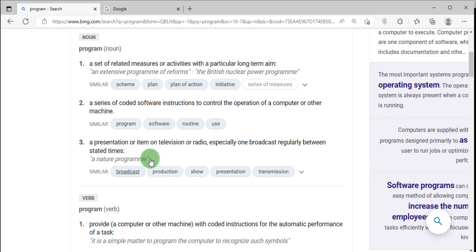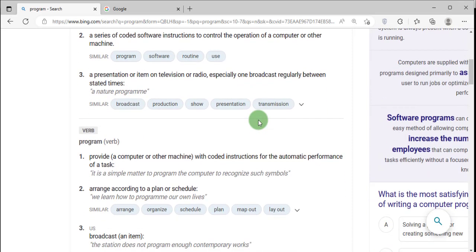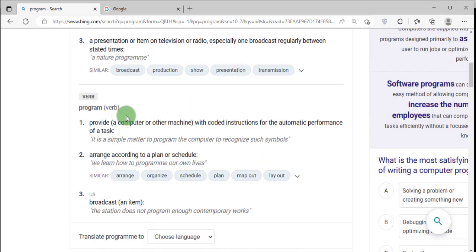Transmission, broadcast, production, show, present, and in the second definition, it is again program, software, routine, use, and in the first definition, we can say that program can be a scheme, a plan of action, initiative, etc. Okay, so let's go on to the second set of definitions, as a verb or as an action. So we can read the first definition as program.